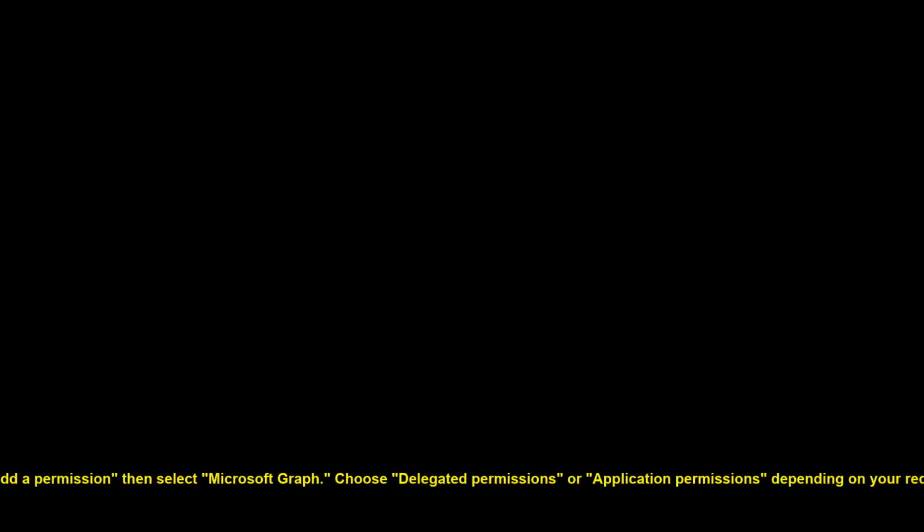Click on Add a Permission, then select Microsoft Graph. Choose Delegated Permissions or Application Permissions depending on your requirements. Check the appropriate permissions you need, then click Add Permissions. Be sure to grant admin consent for the permissions if necessary.